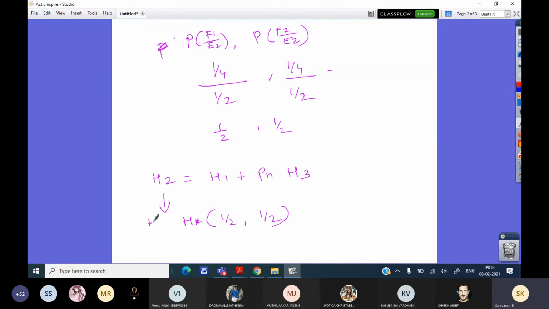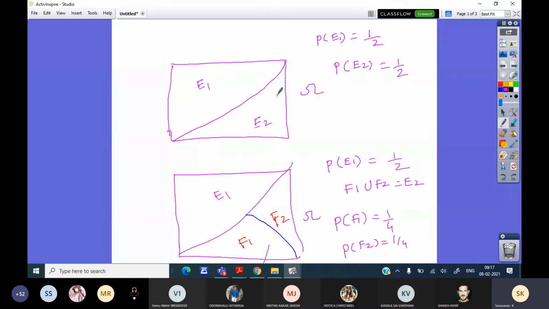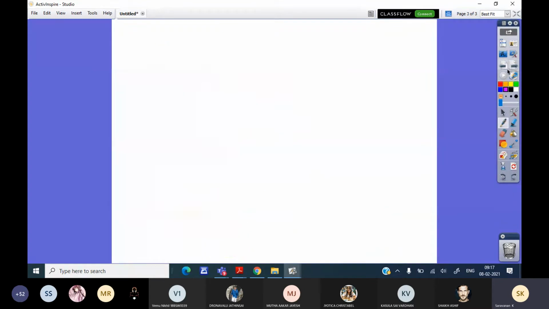So this is H1. Next, H2. For calculating H2, only one event is subdivided into two sub-event probabilities. If you see this, I'm dividing only the E2 event into two sub-events, F1 and F2. I know the probability associated with these two sub-events, and I also have the main event. So I should consider the probability associated with E1 and also F1, F2, and compute my value.